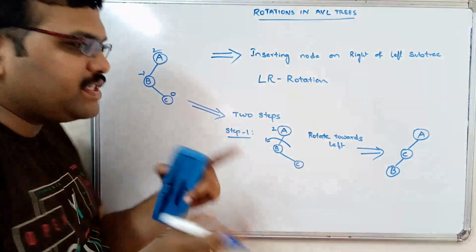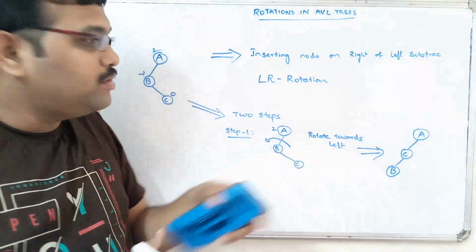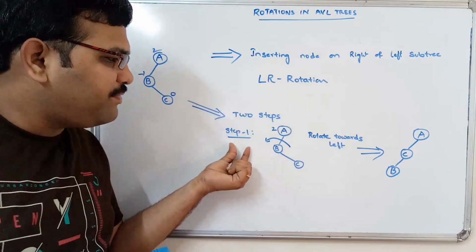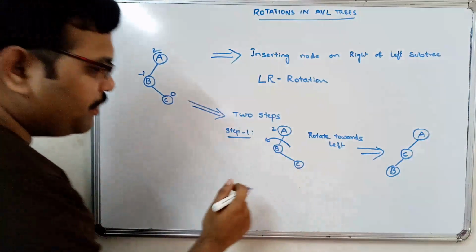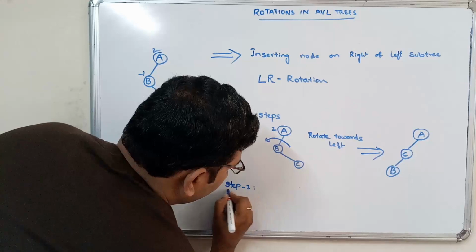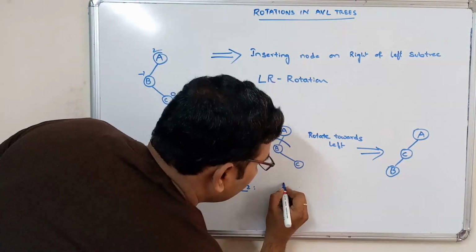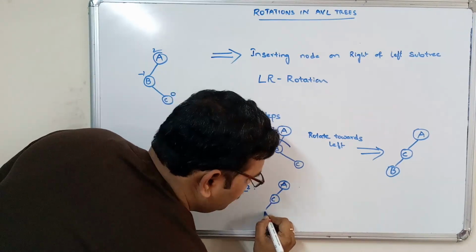So that is the first step. Now this is left skewed. Always in the left right rotation, after applying the first step, we'll get a left skewed tree. From the left skewed tree, in step 2, what do we have to do? This is nothing but LL rotation.